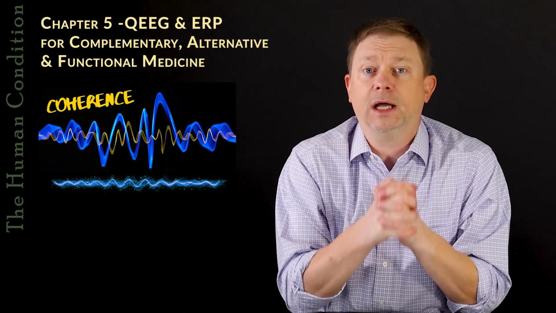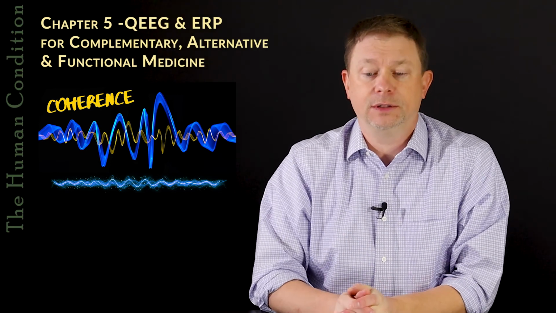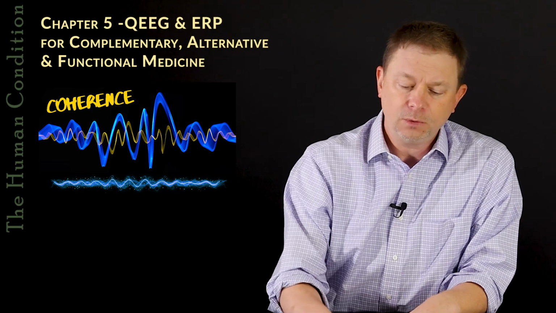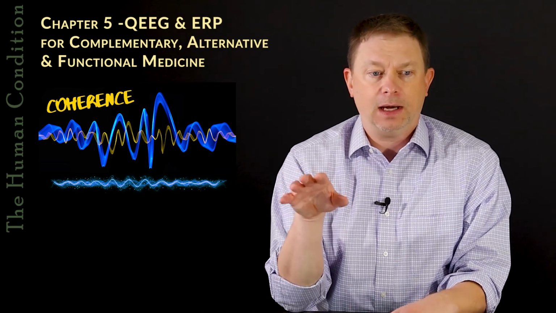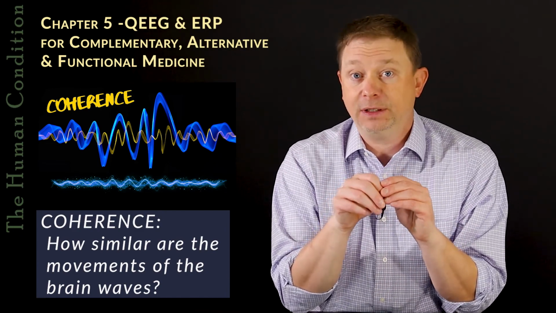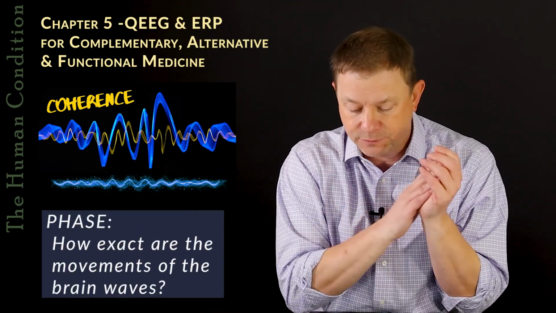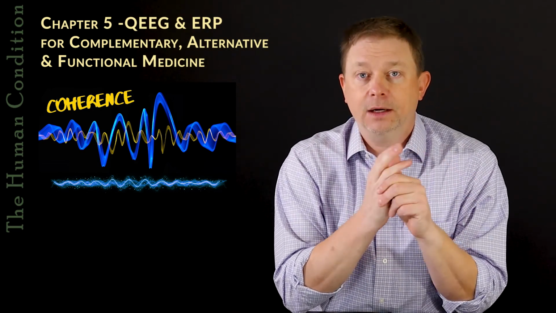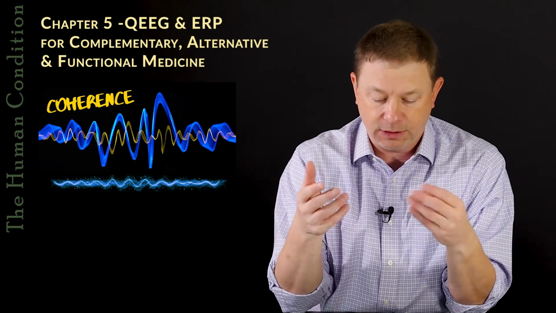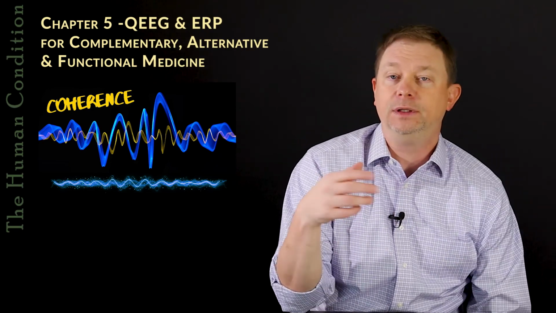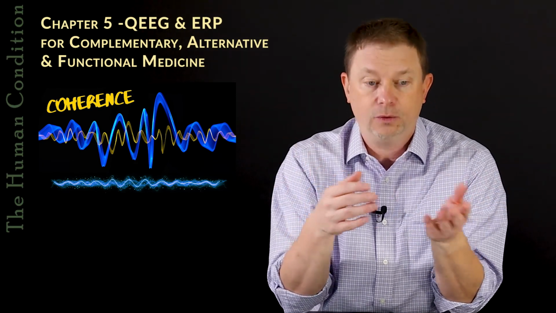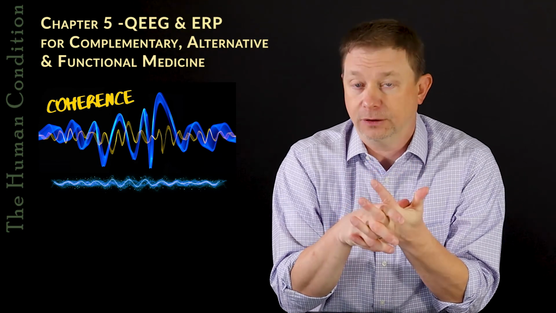So you're looking at this Goldilocks range between too much coherence and too little coherence, too much phase lock and too little phase lock. So we're looking at coherence being how similar are the movements of the brain waves, and phase being how exact are the brain waves. We have this mathematics that we can use to say there's too much coherence, there's too much phase interaction, there's too little coherence, there's too little phase interaction between these regions of the brain. So low coherence, high coherence, low phase, high phase, that's all stuff we can look at.